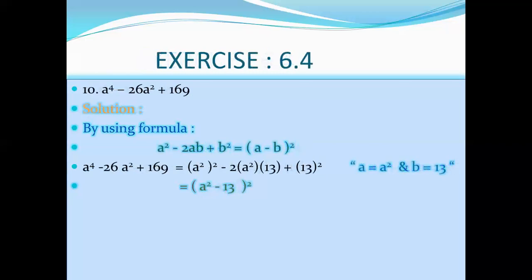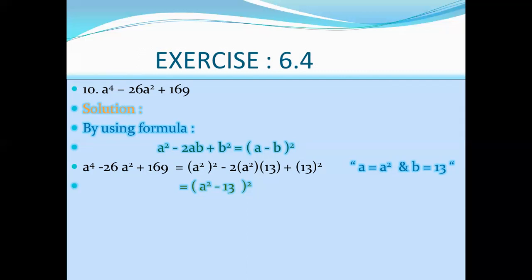Question number 10, a^4 minus 26a square plus 169. a^4 is the square of a square definitely, and 169 is the square of 13. You see the difference between when the highest power is 4 and when the highest power is square. In your answer there is a square minus 13. If in the question there was a square, then it would be (a minus 13) whole square. So you should be careful about the power of the variable.